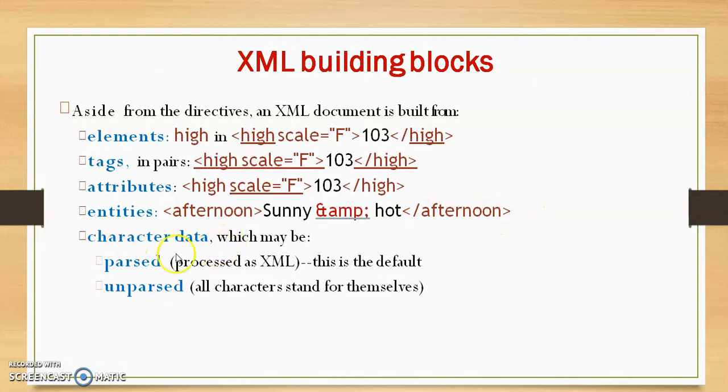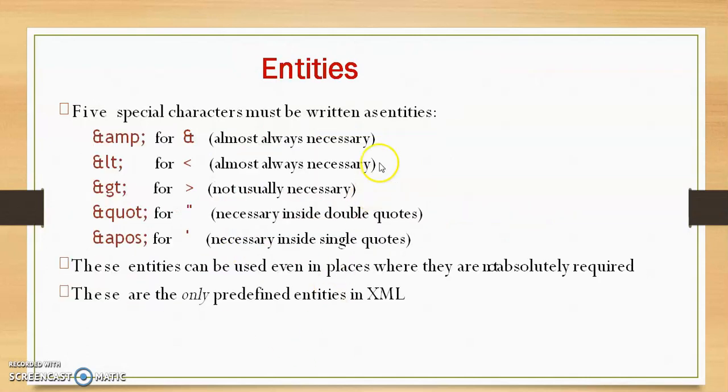Then the character data may be parsed or unparsed. There are five special characters that must be written as entities. The first one is ampersand, the second is the less than symbol, LT, then for the greater than symbol, GT, for double quotes, QUOT, and for apostrophe, APOS. All the entities should end with a semicolon. These entities can be used even in places where they are not absolutely required, and they are the only predefined entities in XML.